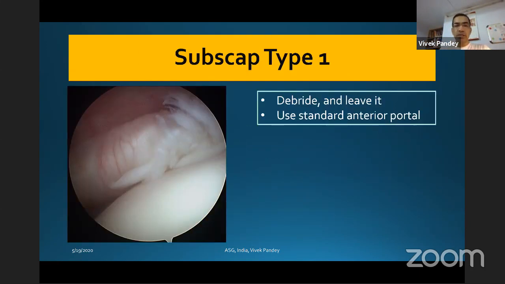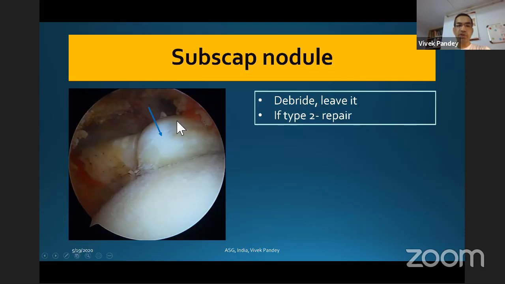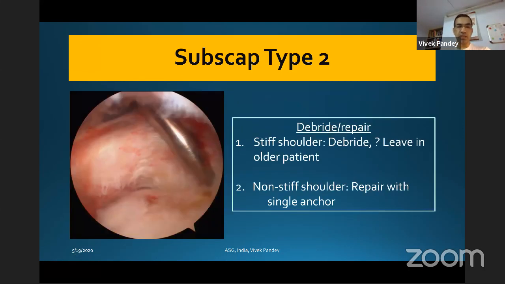I'm not going to discuss all this. This is how the type 1 tear looks. We usually debride and leave. Often you'll find a nodule here. This also just needs a debridement. If it exposes a bigger tear, you can repair it. This is what it looks like after the debridement.